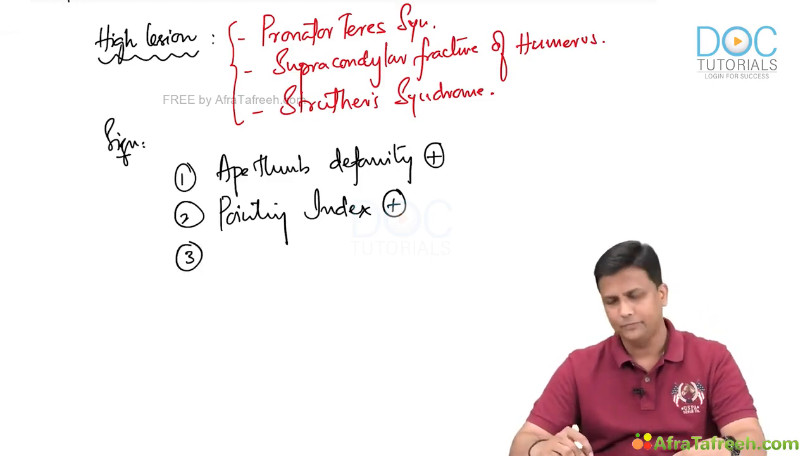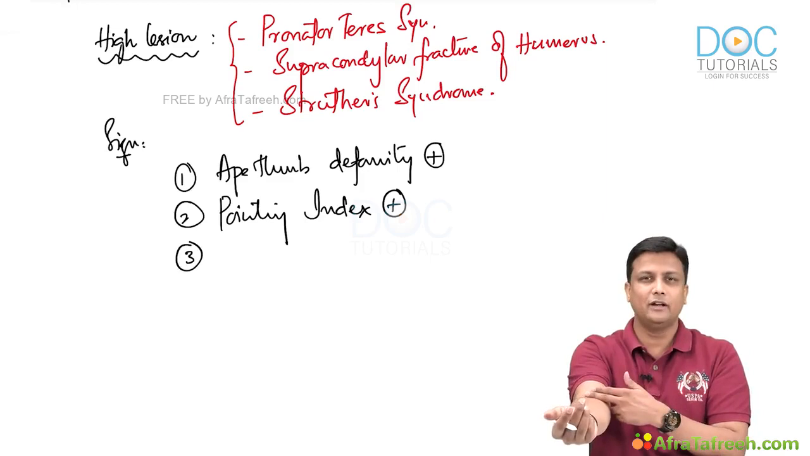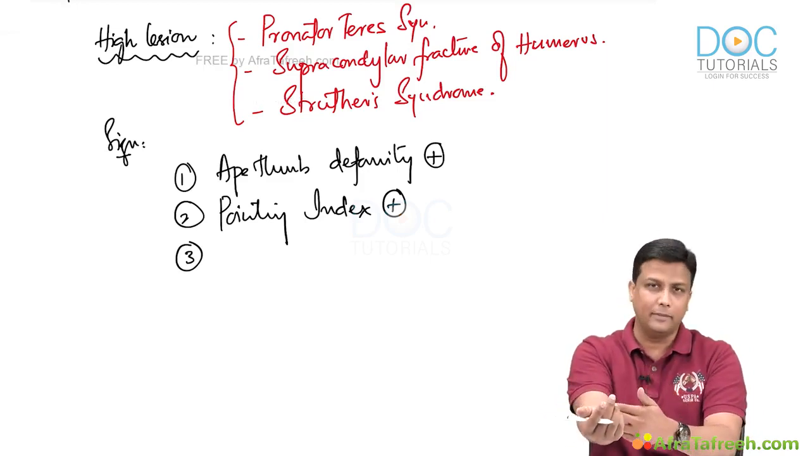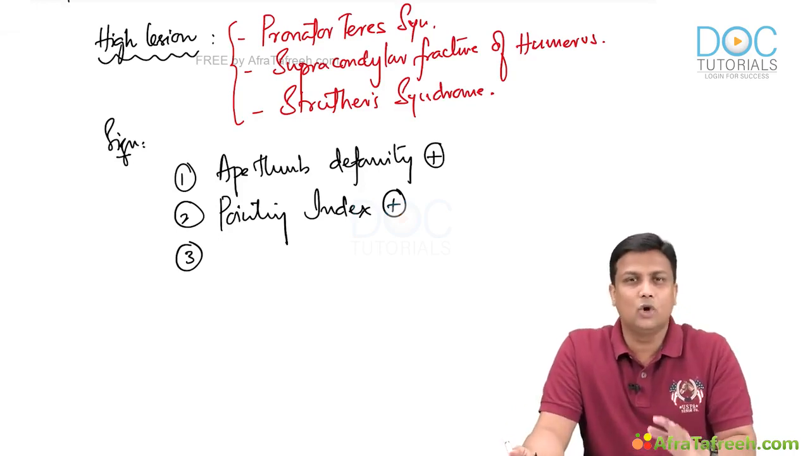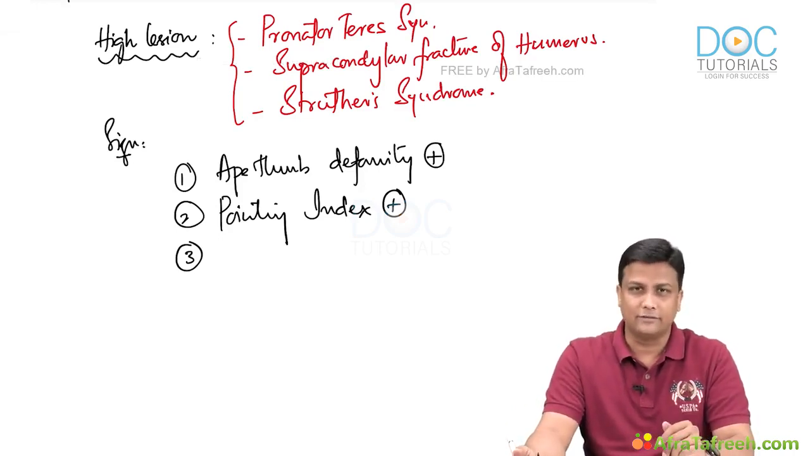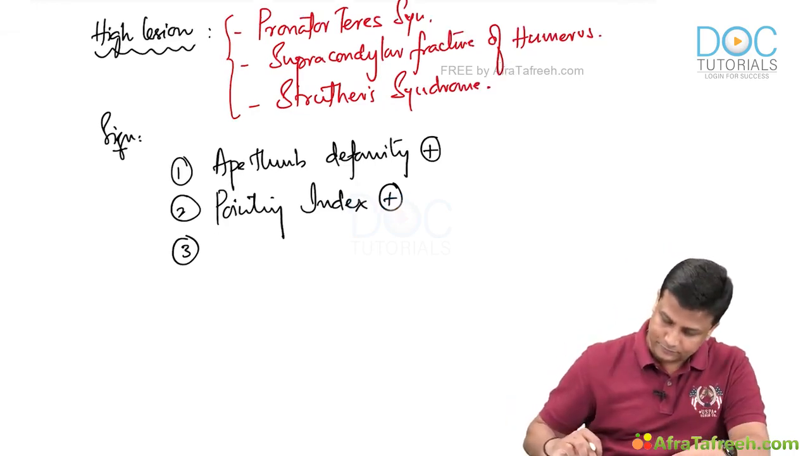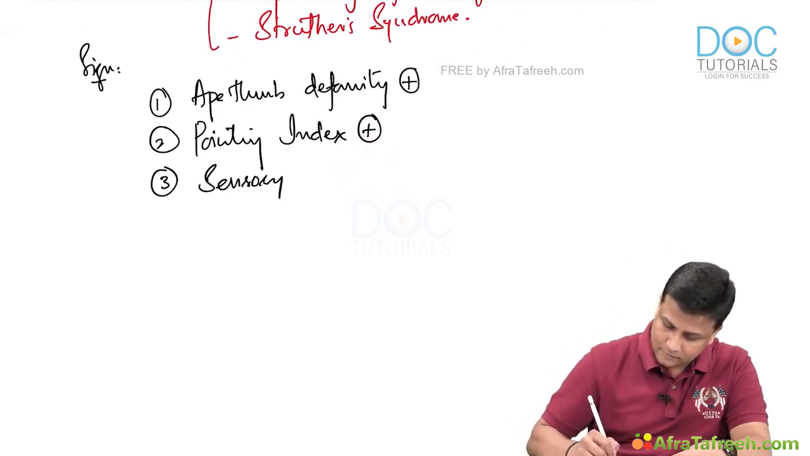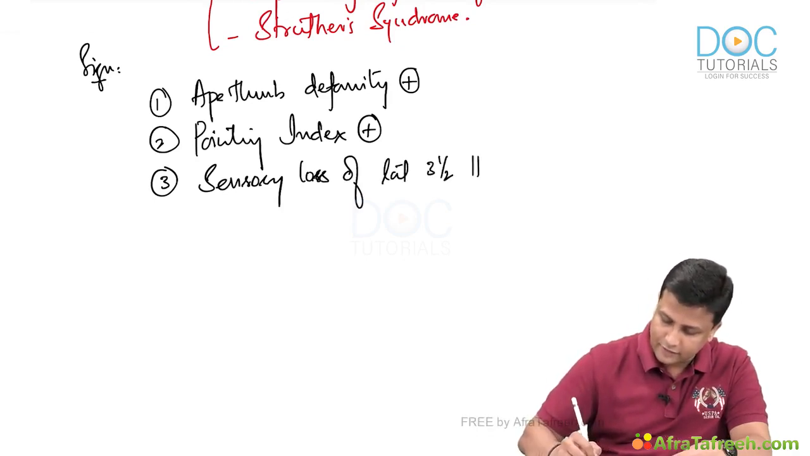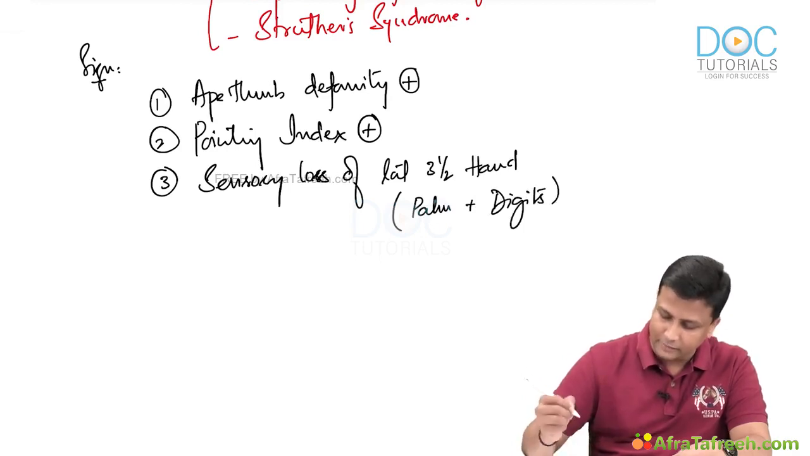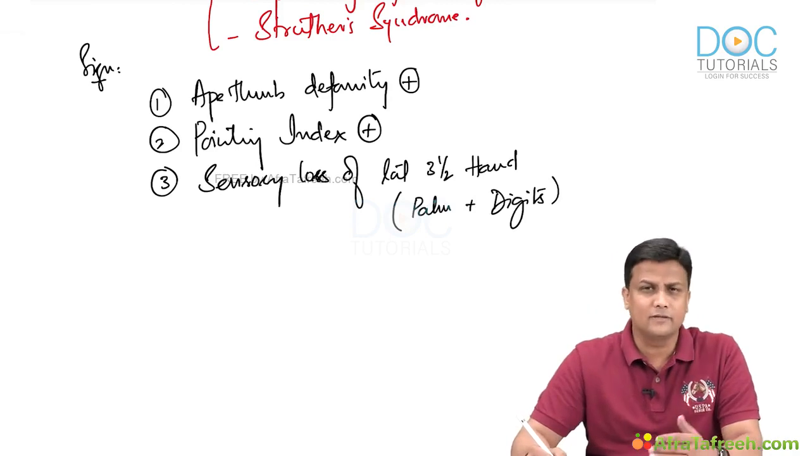And number 3 now, guys. What about the sensory loss? See, if there is a higher lesion of the median nerve, you don't even have to think about that. Both the palmar cutaneous as well as the digital branch are gone. So there is a complete loss of sensation on the lateral 3.5 hand. When I'm writing hand there, it includes both the palm as well as the digits. So the lateral 3.5 palm as well as the digits also. That is with the higher lesion.